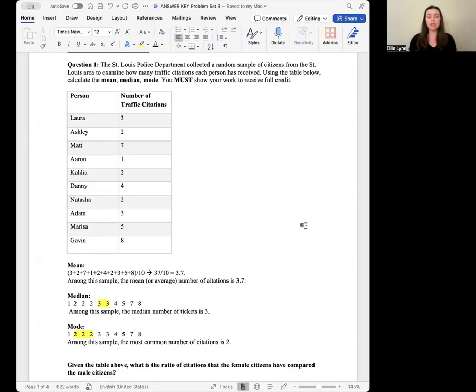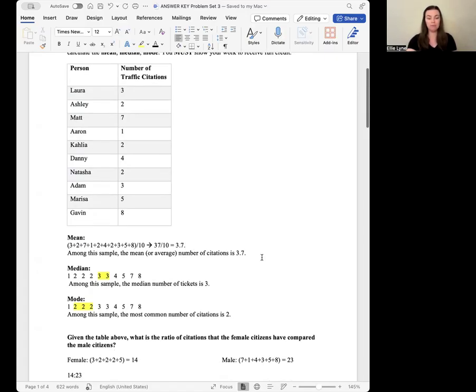And so the formula to calculate the mean or the average is to add together all of the values from the sample and divide by n, which is the number of observations you have within your sample. And so you can see here that I work out the math by adding together all of the numbers of citations that we have in our table here and dividing that by 10 because there are 10 individuals within this sample. And so if I take the total number of citations, which is 37, and divide that by 10, I get an average of 3.7 traffic citations.